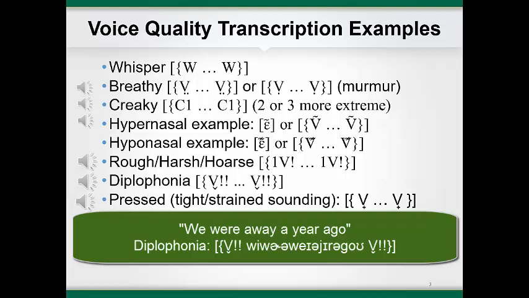Diplophonia is transcribed by enclosing an uppercase letter V inside the curly braces on each side, with two exclamation points to the right and a small letter v underneath the uppercase V.